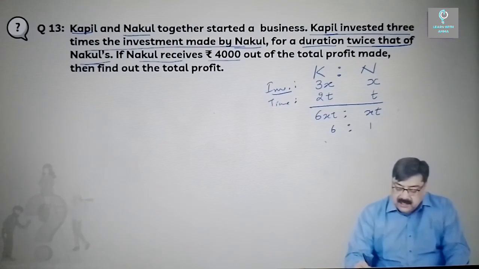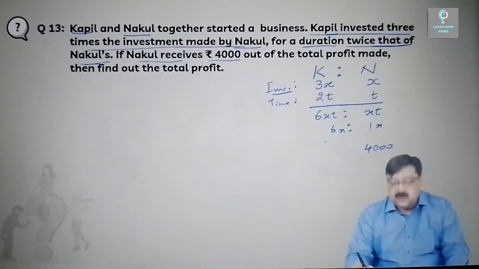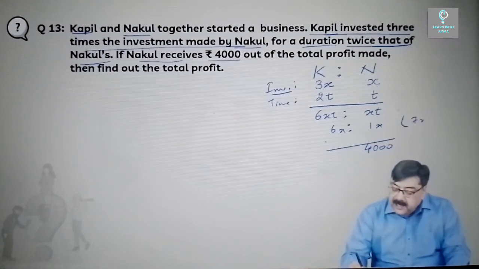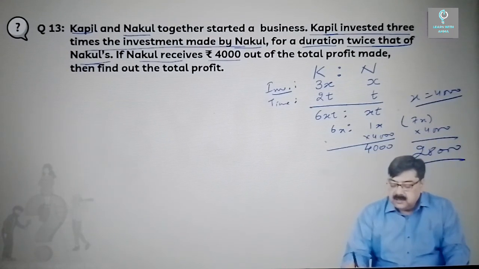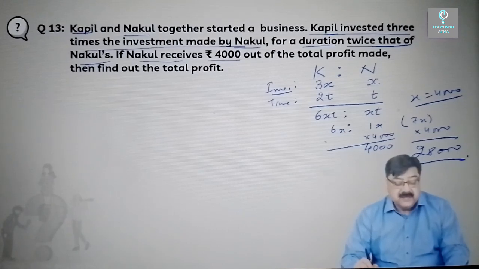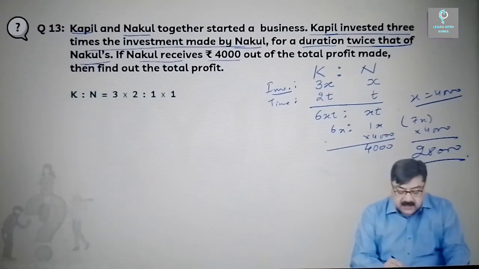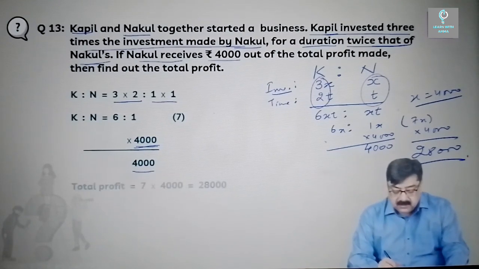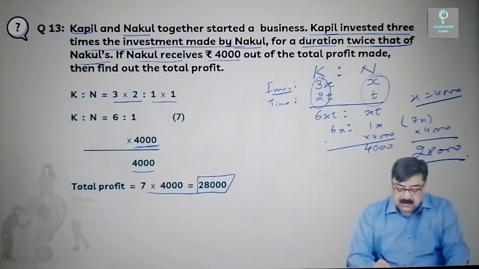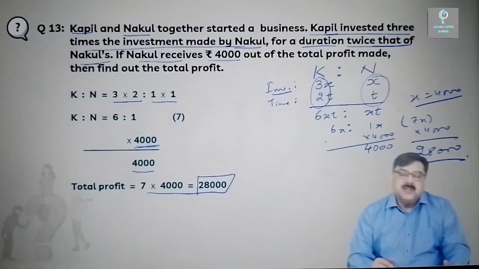Now if Nakul has received 4,000 as a profit, so the value of x here is 4,000. Alright, so the total profit here has to be 7x, so 7 into 4,000, because this is 1 into 4,000, x here is 4,000, so 28,000 has to be the total profit. So you can just read it like this as well, 3 into 2 as we did here, this is 1 into 1 as we did here, so 6:1 is the ratio. This anyhow into 4,000 will give us 4,000, okay. So 7 into 4, 28,000 is the total profit.